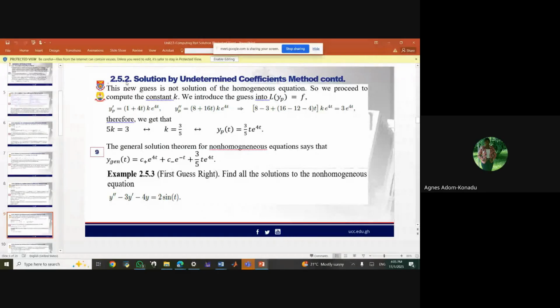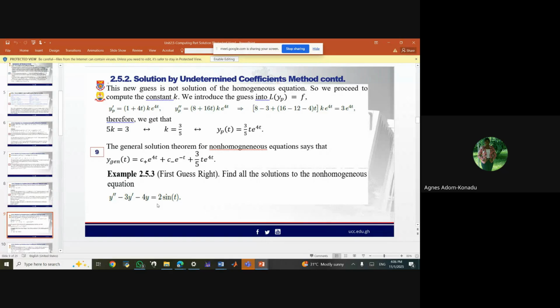Okay. So this new guess is not a solution of the homogeneous. So we proceed to compute the constants. We find the first derivative, second derivative, substitute them into the equation, simplify, and then solve for our k. So our k will be 3/5. That means my particular solution will be 3/5 t e^(4t). So I combine everything and the solution will be C1 e^(4t) plus C2 e^(-t) plus 3/5 t e^(4t).